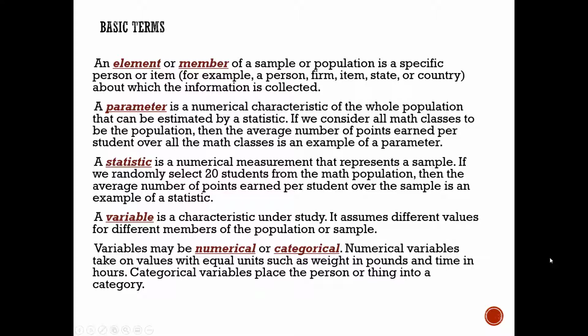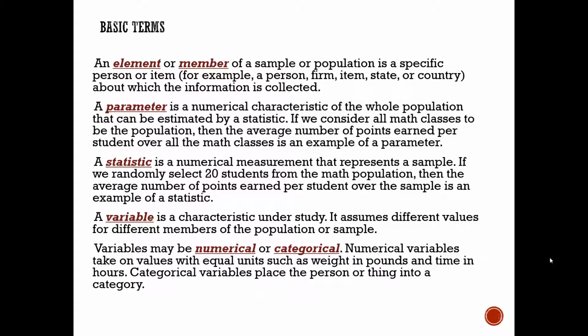Okay, let's go on. We have lots of vocabulary in Chapter 1 especially. You might want to start thinking at this point about flashcards that have the definitions on one side and the word on the other side, so you can get really familiar with these terms. An element or a member would be of a sample or of a population. It's a specific person, an individual item. If we're surveying people, then it's the individual person. If we're surveying companies, then it's the individual company that we're collecting the information about. So we call each one of those an element or a member of our data set.